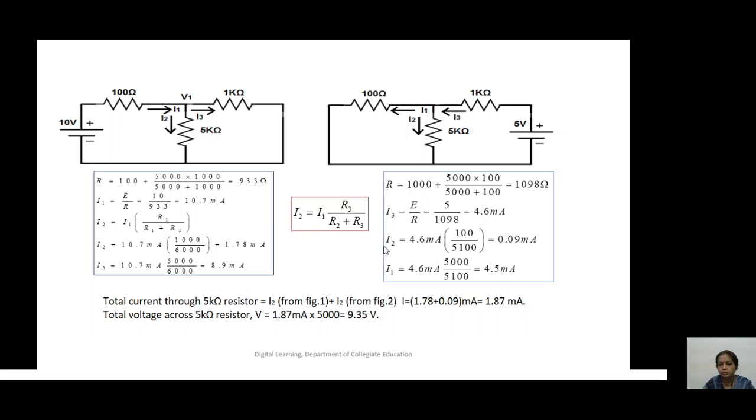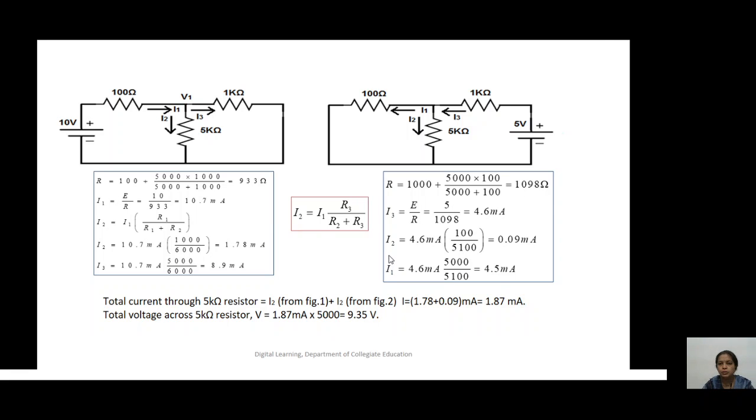So I2 and I1 are branch currents. Now we will use the branch current formula. So I2 is equal to 4.6 milliamps, that is main current, into, if we want current through 5 kilo ohm, then we should take the second branch in the numerator, that is 4.6 into 100 divided by 5100. Sum of the resistances, 5K plus 100, is 5100, which is equal to 0.09 milliamps.